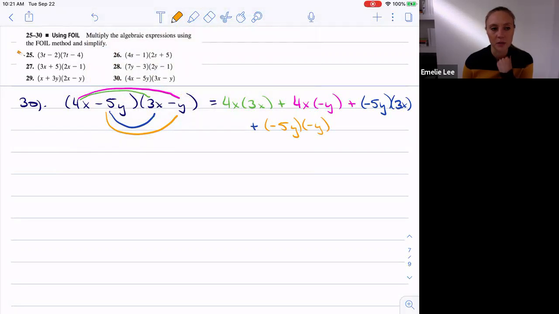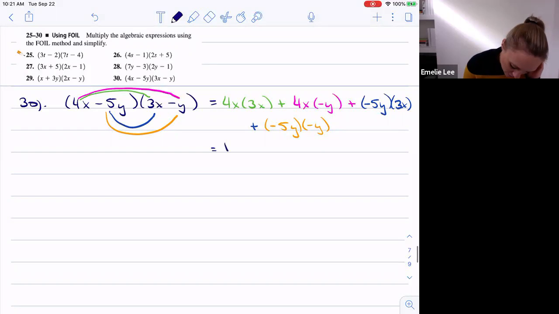Now it's just a matter of simplification, right? So if you want to use FOIL and that works, great, but at the end of the day, I just need you to be able to get here, right? However, whatever makes sense for you to do that. So now I've got 4x times 3x, remembering that I've got x times x, right? So now I need to deal with these exponents. But x times x we should be pretty comfortable with is just x squared, right? X to the power of 1 plus 1 is x to the power of 2. And 4 times 3 is still 12. So I've got 12x squared.